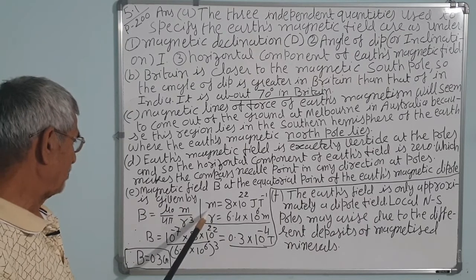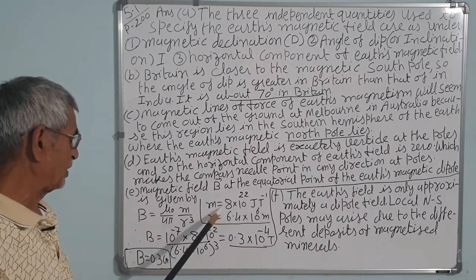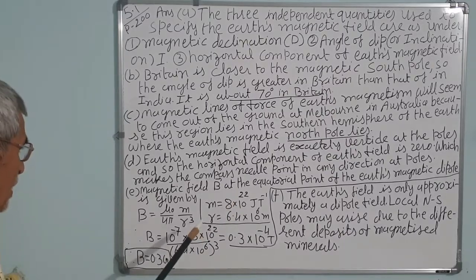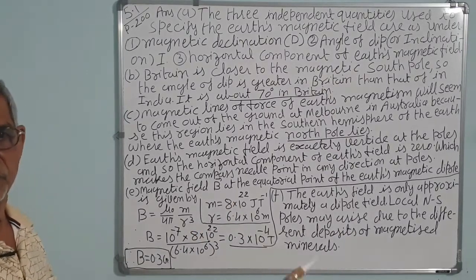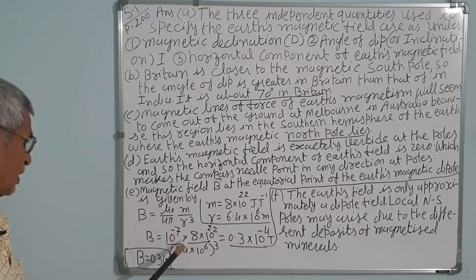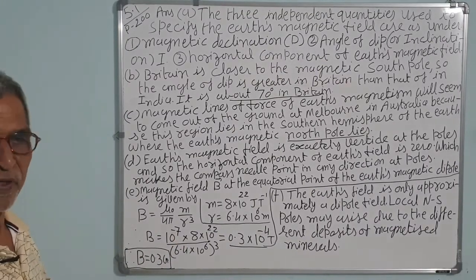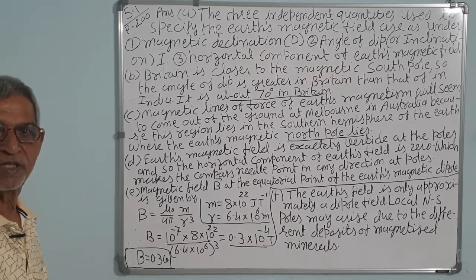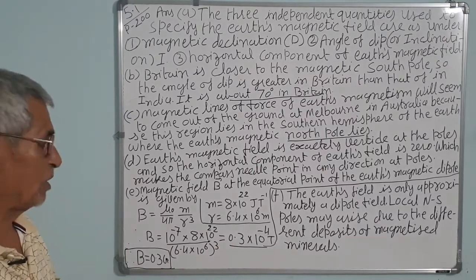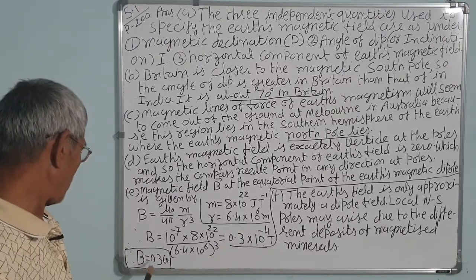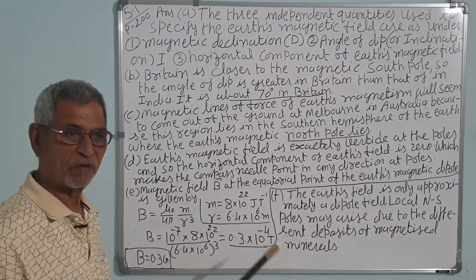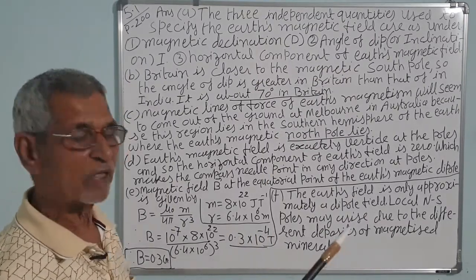So, m is given, the magnetic dipole moment of the earth's magnetic field, that is 8 into 10 raised to power 22 joules per Tesla, and the radius of the earth is 6.4 into 10 raised to 6 meters. So, B is equal to 10 raised to power minus 7 into 8 into 10 raised to power 22 upon (6.4 into 10 raised to 6) cube. That comes to about 0.3 into 10 raised to minus 4 Tesla, or you can write 0.3 Gauss, or 3 into 10 raised to power minus 5 Tesla, which is of the order of magnitude of the earth's magnetic field.